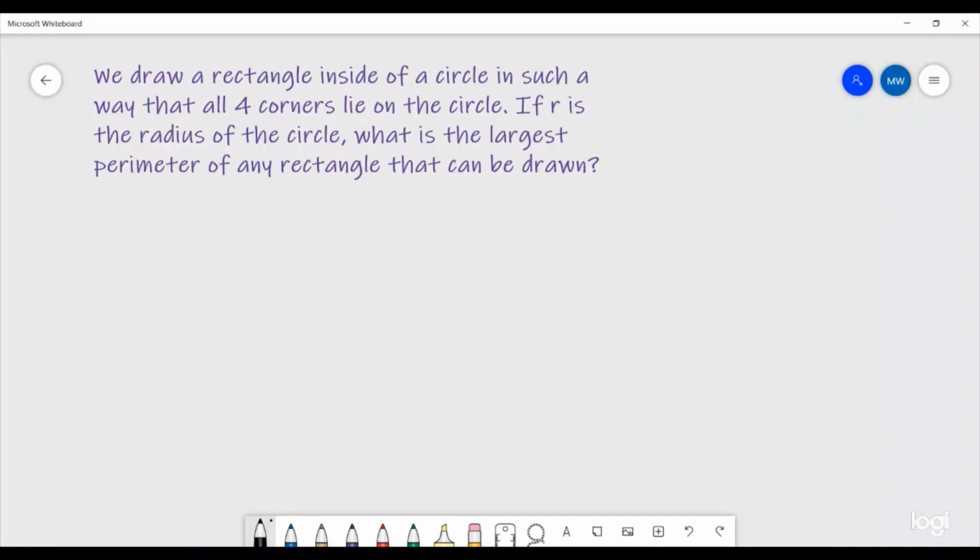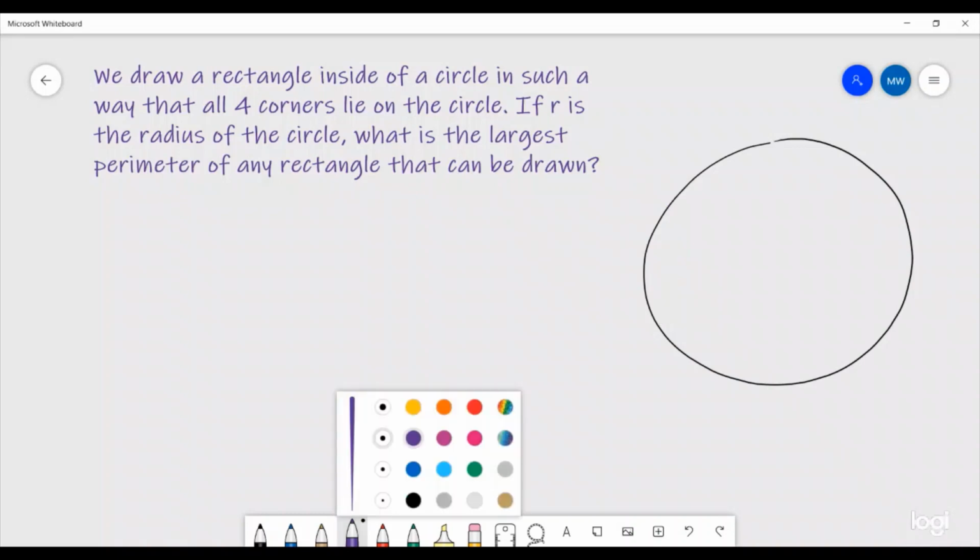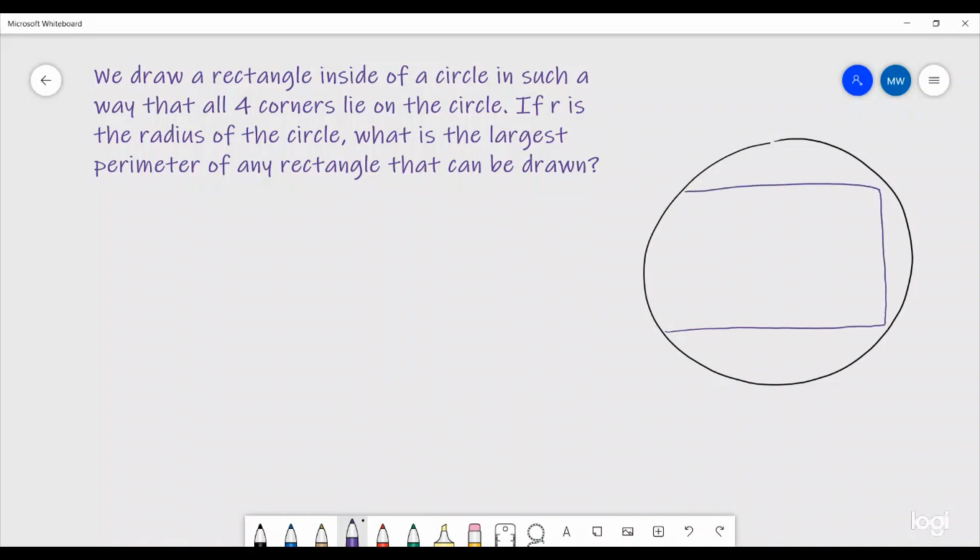Okay, so for our first optimization problem, let's say that we are given this word problem. We are trying to draw a rectangle inside of a circle. So we have a circle, and we are going to be drawing some rectangle inside of this. Let's change the size of that pen. Okay, so let's say that we have some rectangle that we are trying to draw inside of a circle so that all four corners lie on the circle.